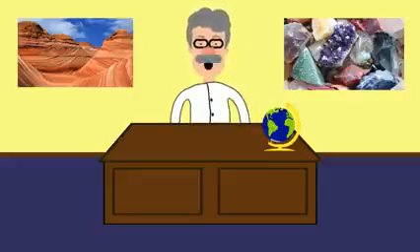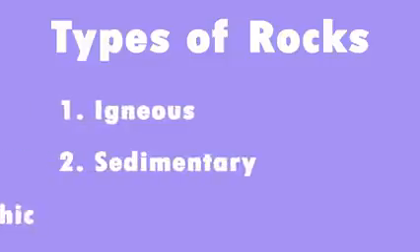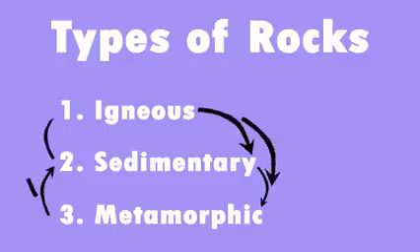Today I'm going to be teaching you about the rock cycle. First, you need to know about the three different types of rocks: igneous, sedimentary, metamorphic. Each of these rocks has a unique way of forming and can even transform into one another. Now, let's start by explaining how igneous rocks form.